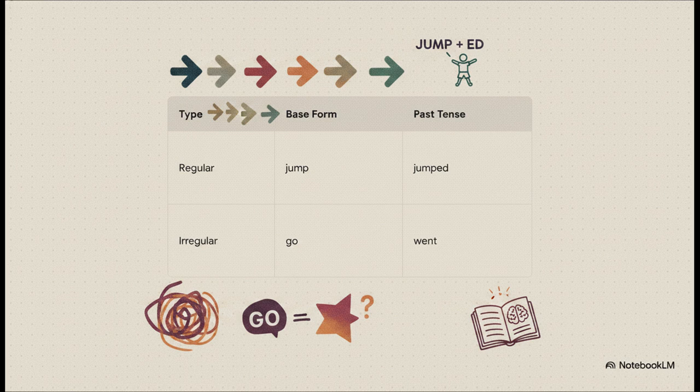But irregular verbs, yeah, they are the rebels of the English language. They just don't follow the ed rule at all, so you really just have to memorize them. Go doesn't become goed, it changes completely into went. For your exams, I highly recommend making a focus list of these irregular rebels and just committing them to memory.